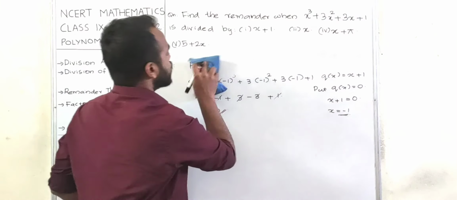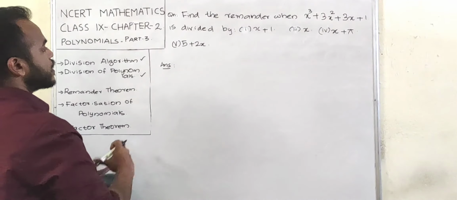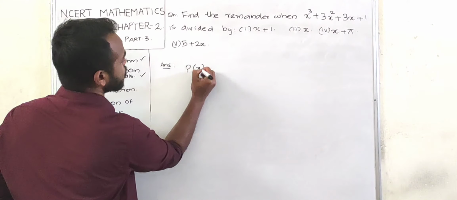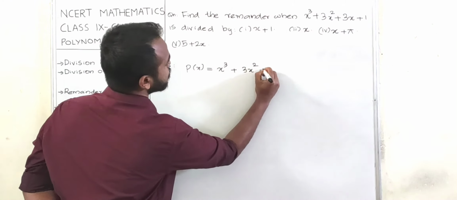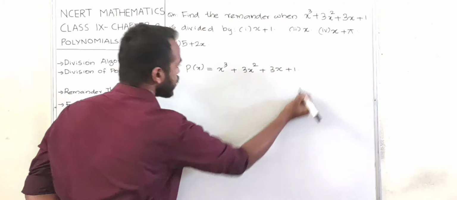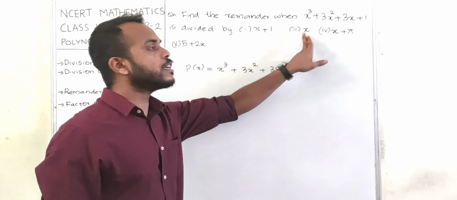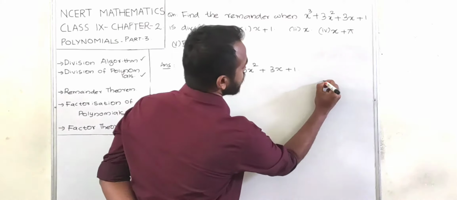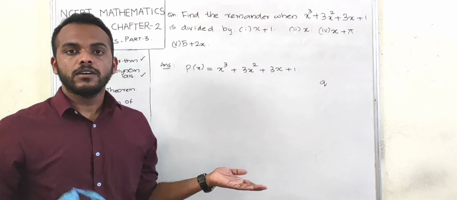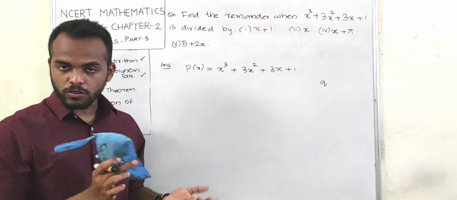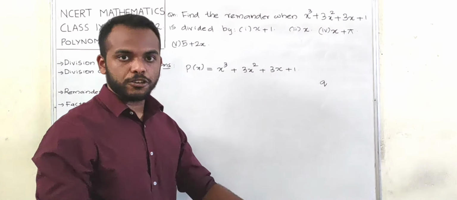Now, the second part says, the value or remainder when this polynomial is the very same. So I should not have rubbed it. P of x, the first step itself, x cube plus 3x square plus 3x plus 1. Now, what's the second question? In fact, I'm doing the third question. Second one is really easy. Third question is x. I would recommend you to do the problems without watching the video. Once you start doing the problem, even if you are not getting it, then you can come and follow this video. So I would recommend to pause the video and try to do it by yourself.